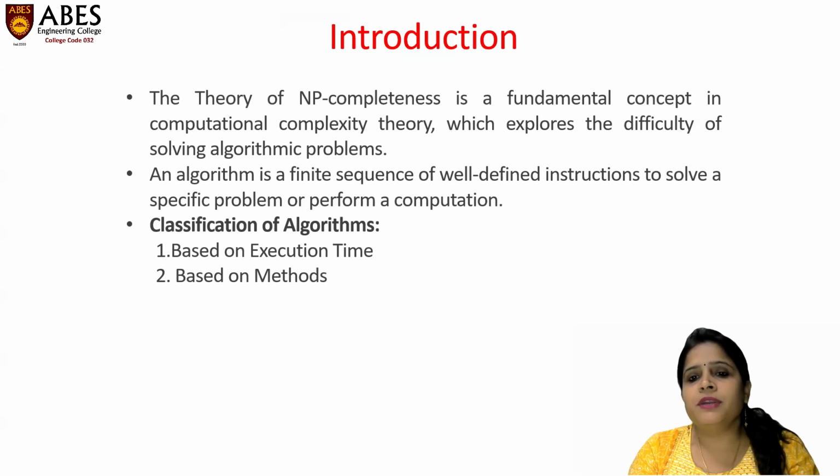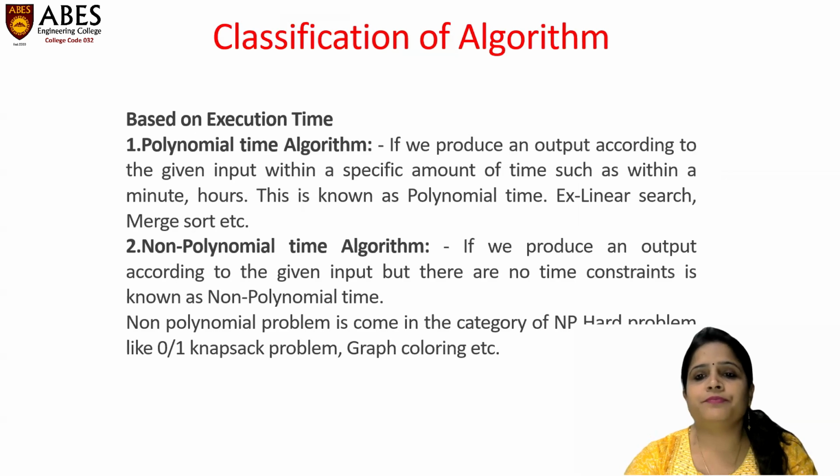Before understanding the concept of NP-completeness, we also try to find out the meaning of algorithm. An algorithm is a sequence of well-defined instructions to solve a specific problem and to perform a computation. Algorithms are basically classified into two different categories: first on the basis of their execution time, and second on the basis of their applying methods. On the basis of execution time, algorithms can be classified into the polynomial time algorithm and the non-polynomial time algorithm.